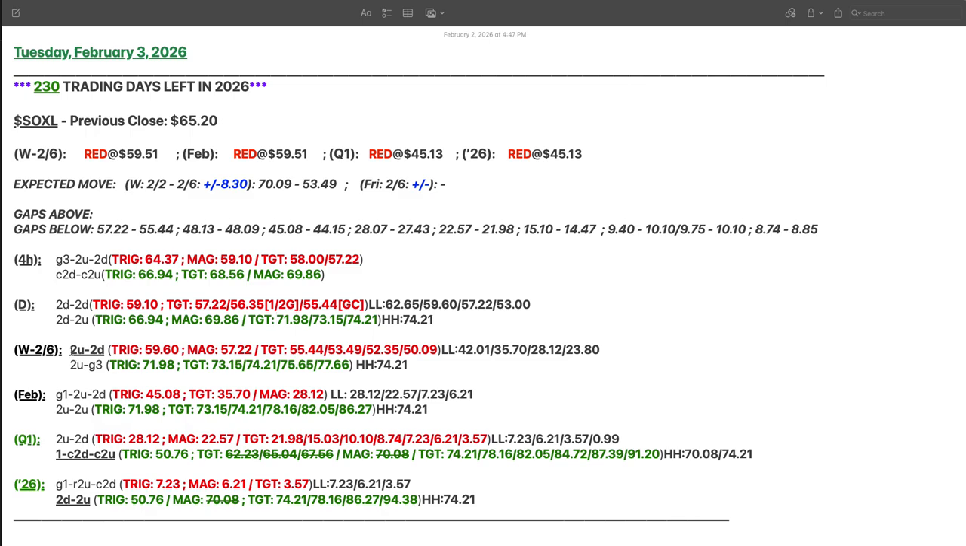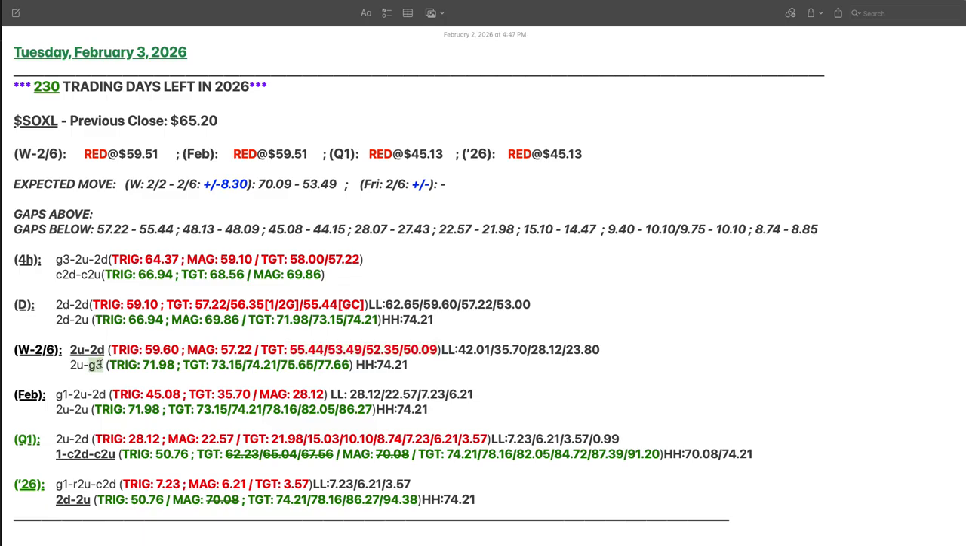On the week, we did trigger that 2 up, 2 down, going below 59.60 briefly this morning. That does give a magnitude of 57.22. If we do continue pushing to the downside, that would be our first target, and then we've got extended targets listed out here for you as well.